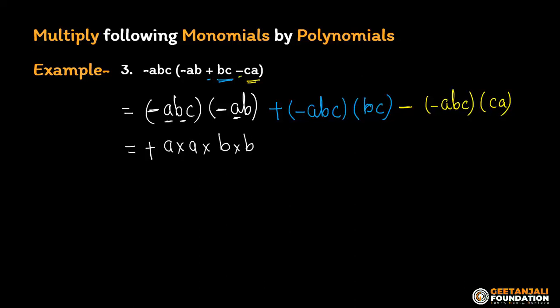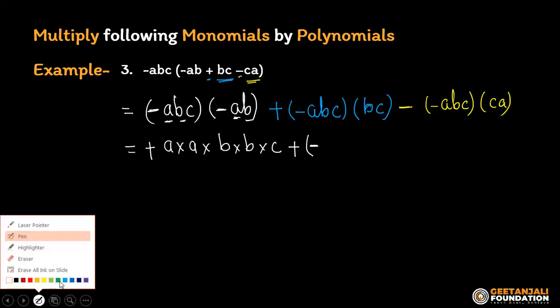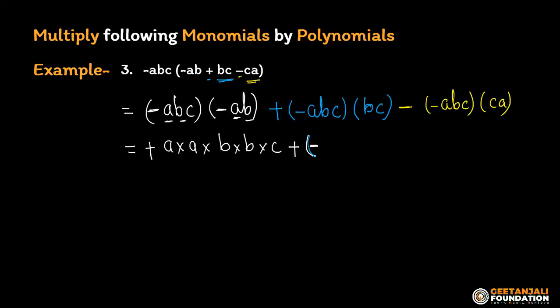I have written this b and this b. Now c is left, so I have written all of them. Then plus, this is negative, so the product of these two is going to be a negative number. So here, let me take a different color. Here you can see this is going to be negative because this is a negative number and this is a positive number. The product of one negative and one positive is going to become negative.